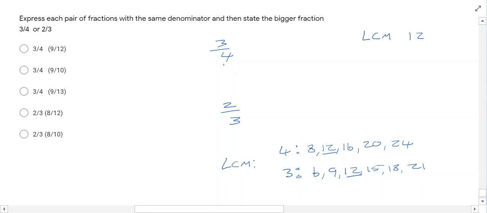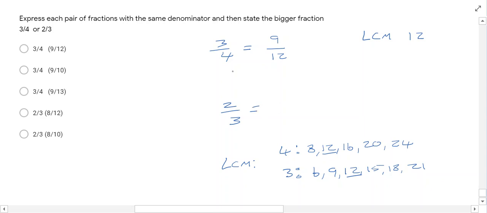So what we want to do now is change the denominator to 12 in both fractions. So you have to multiply by a number. We look at 3 over 4, and think, what do we have to do to the 4 in order to change it to 12? We have to multiply it by 3. 4 times 3 is 12, but we also have to multiply the top by 3 as well, and we get 9. So we get 9 over 12.